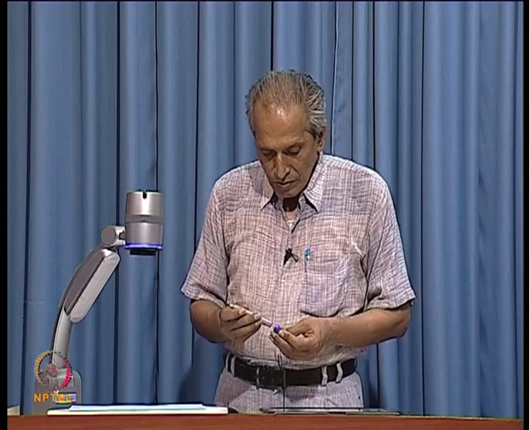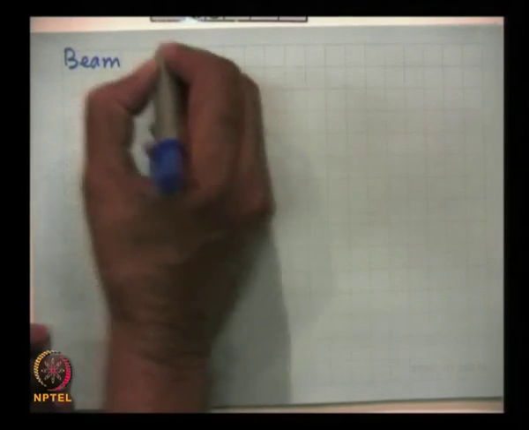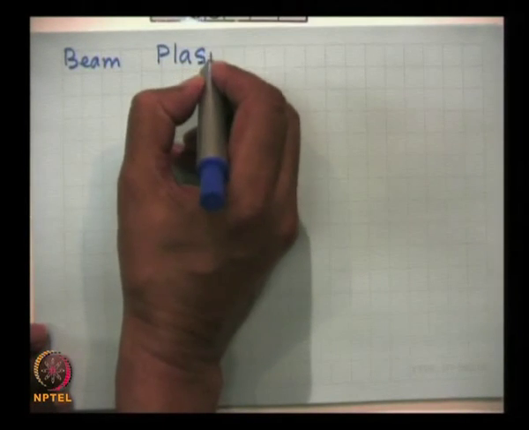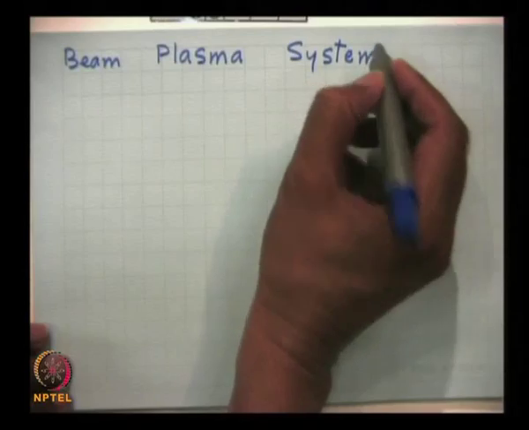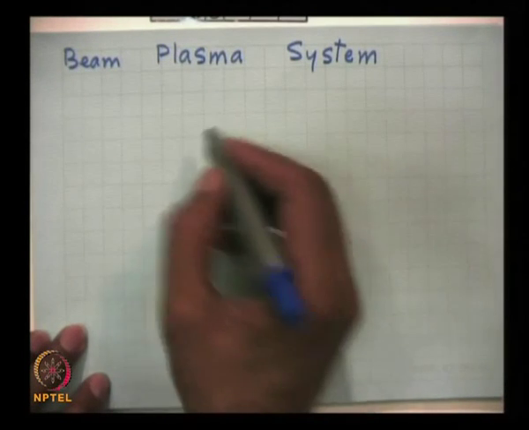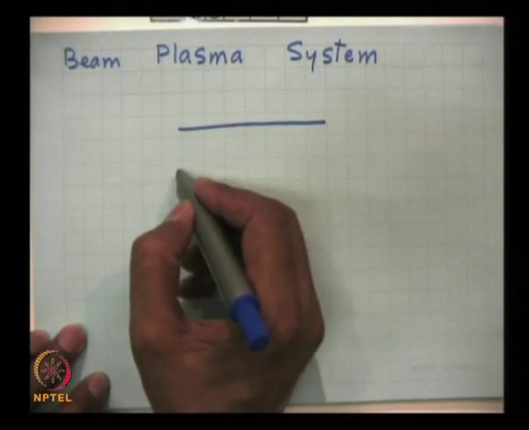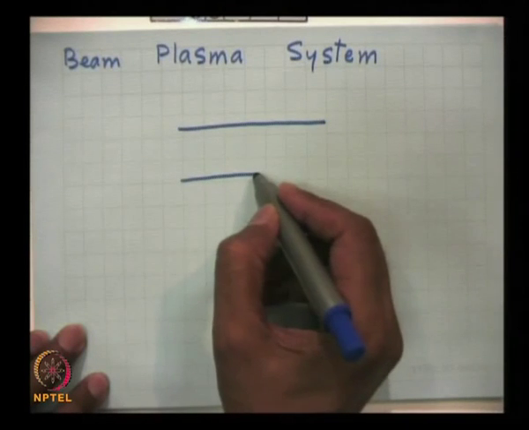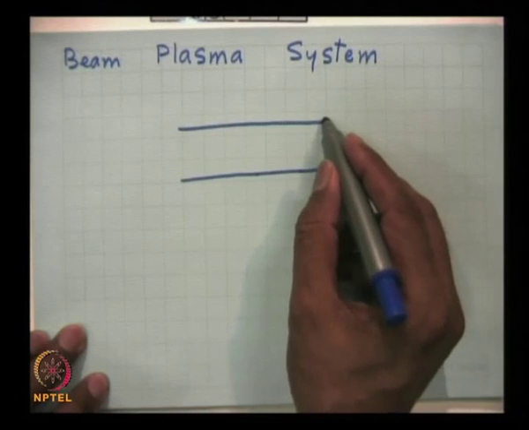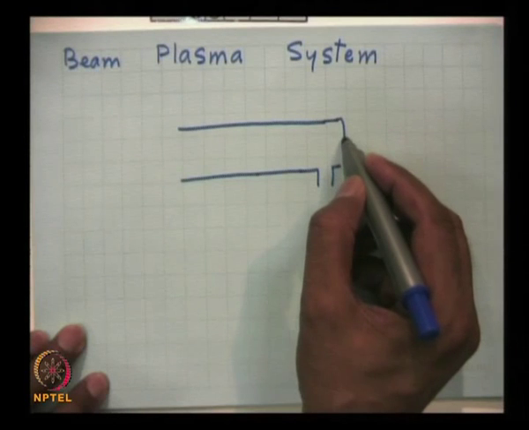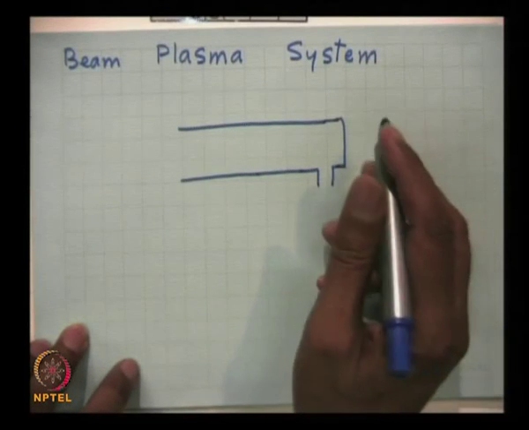Now, consider a beam plasma system, the simplest beam plasma system. Normally, you have a plasma tube, which is a vacuum chamber. A long vacuum chamber, maybe more than a meter long, and there may be a pump here to create a vacuum. Obviously, you create a vacuum of the order of 10 to the minus 4 torr, and 1 torr is 1 millimeter of mercury pressure.